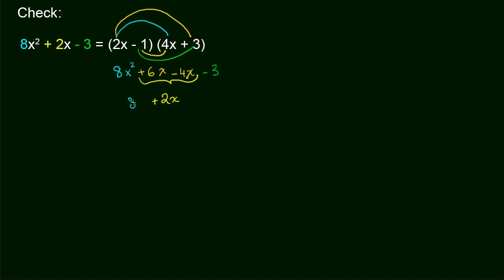So I have 8x squared plus 2x minus 3, which is the same as this expression over here, 8x squared plus 2x minus 3. And there you have it. We just checked our work.